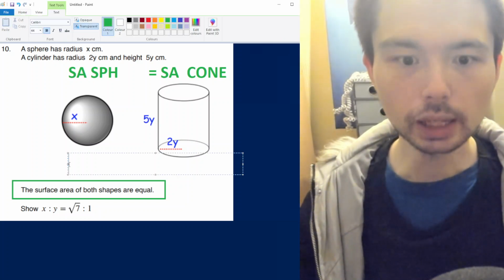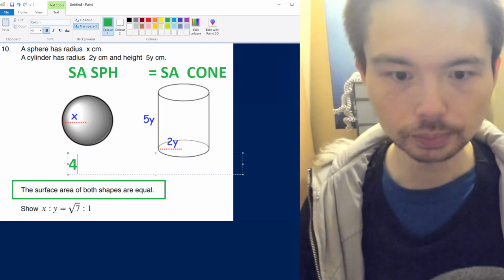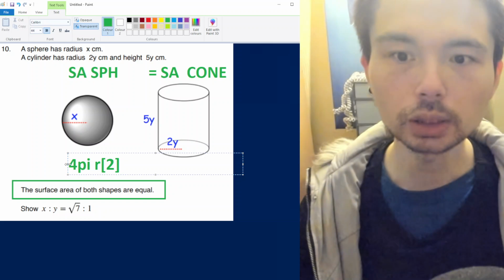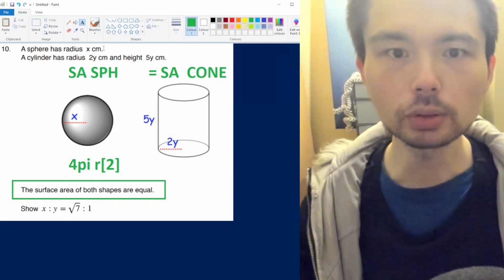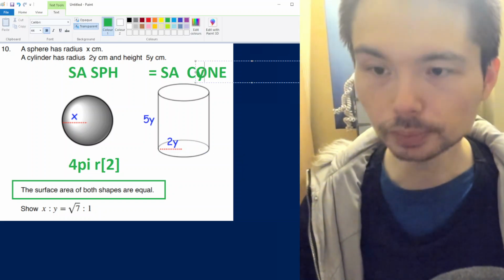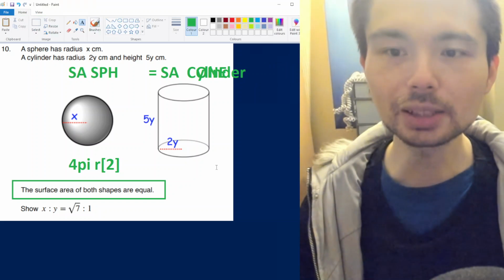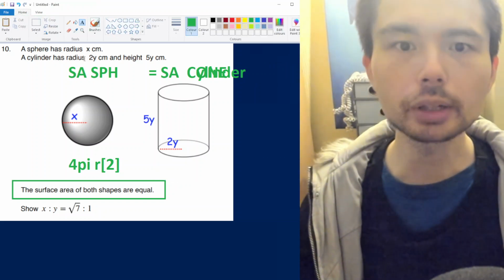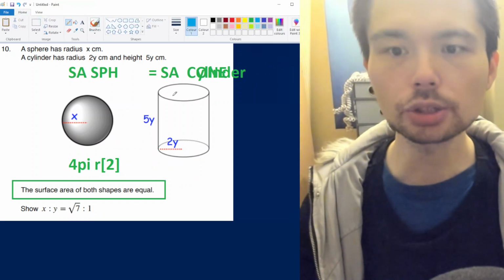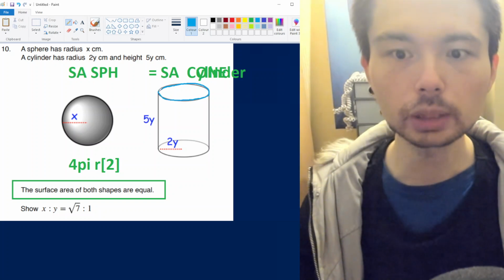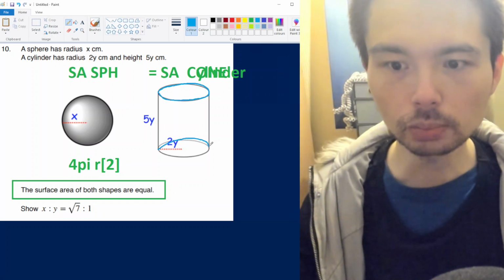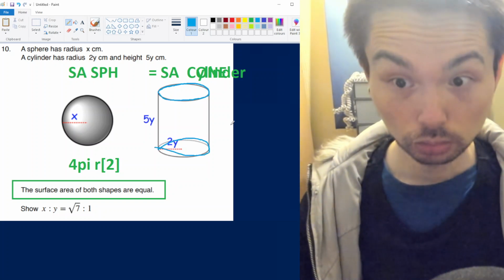Surface area for a sphere is 4 times pi times r squared. This one, surface area for a cylinder. That's what I meant to write. Imagine if I'm paying attention. Surface area, well, let's put the area for each surface. The top, that's a circle, pi r squared. There's another one on the bottom, so 2 pi r squared.